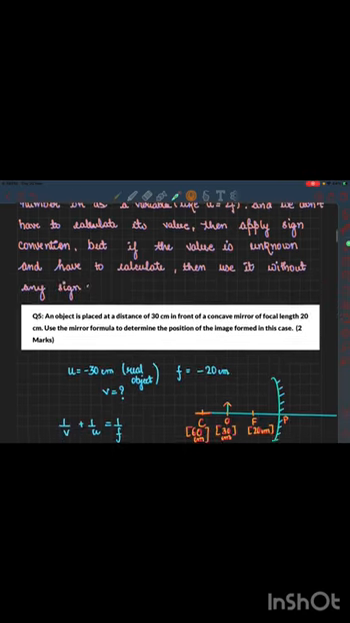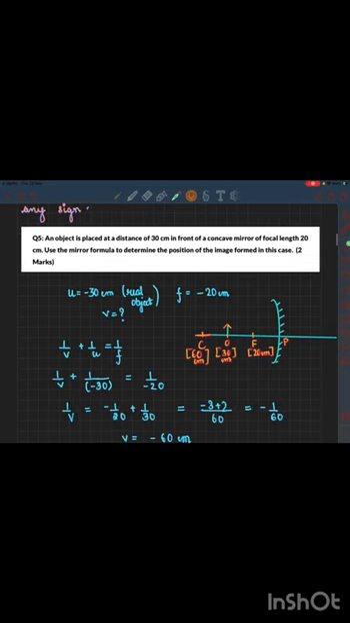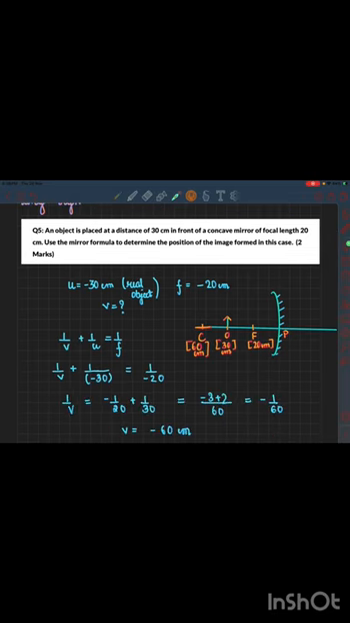Let us see by one example. As in this example, it is saying an object is placed at a distance of 30 centimeter in front of a concave mirror of focal length 20 centimeter. Use the mirror formula to determine the position of the image formed in this case. It was a board question of 2 marks.